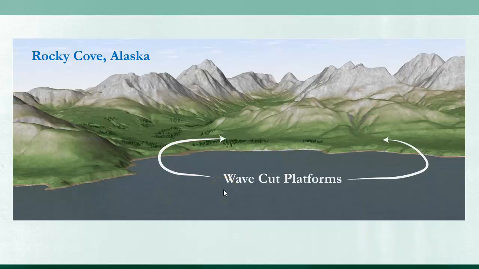This is an example of a wave-cut platform in a part of Alaska called Rocky Cove, Alaska, across the inlet from the Homer area. And you can clearly see the large flattened area. Now there's a new wave-cut platform presumably being created offshore here. And as this area is tectonically lifted, we might have another wave-cut platform at some point in the future.